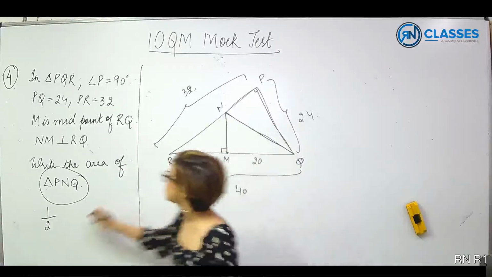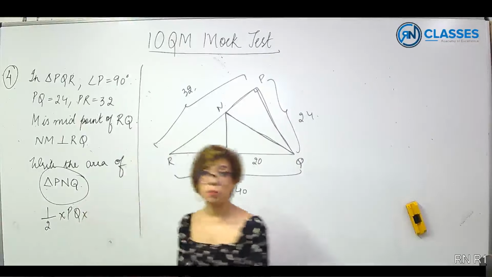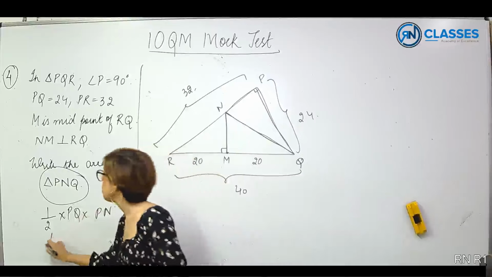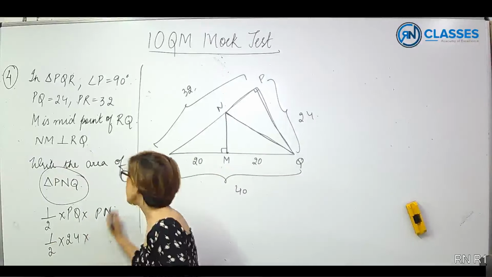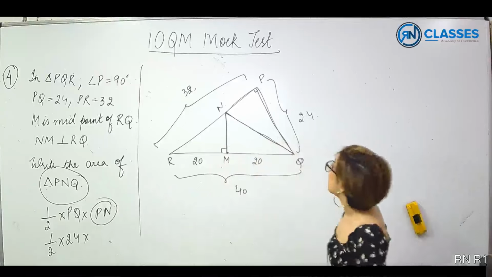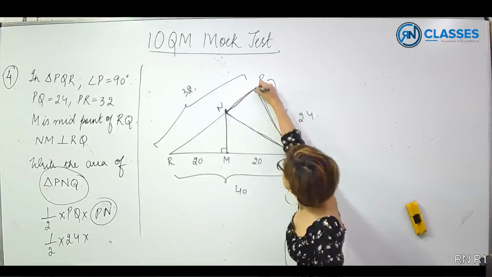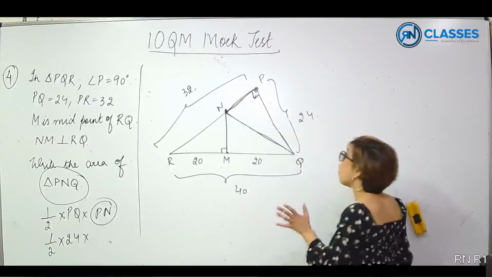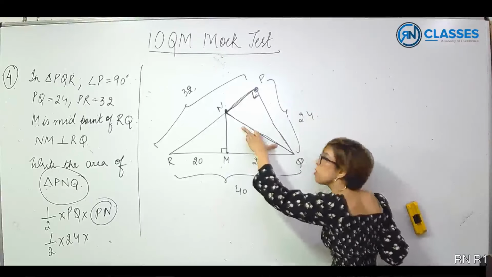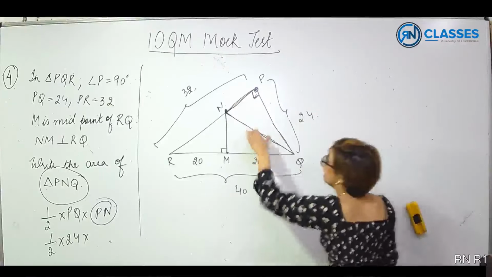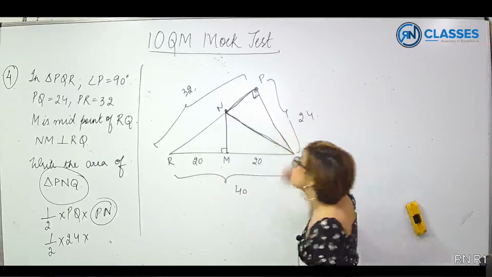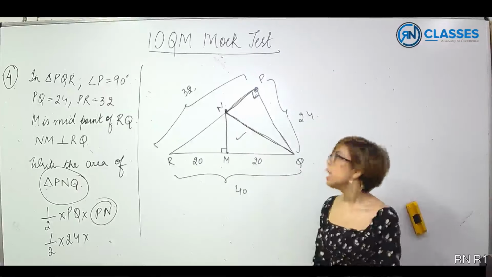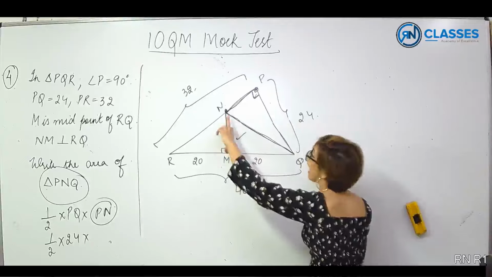I can take PQ as a base. With regards to PQ as a base, my height would be PN. Right? Now I already know PQ, which is 24. All I need to do is find out the value of PN. Right? Okay. Now PN is this length. In order to find out this one, I know that this is a right triangle. That means if somehow I get to know this side using Pythagoras theorem, I can find out this one. That means I want NQ now. Mind it, NQ is also involved in some other right angle triangle, which is this one, NQ. Right? If I want to find out this value, this already I know, that means I want to know N.